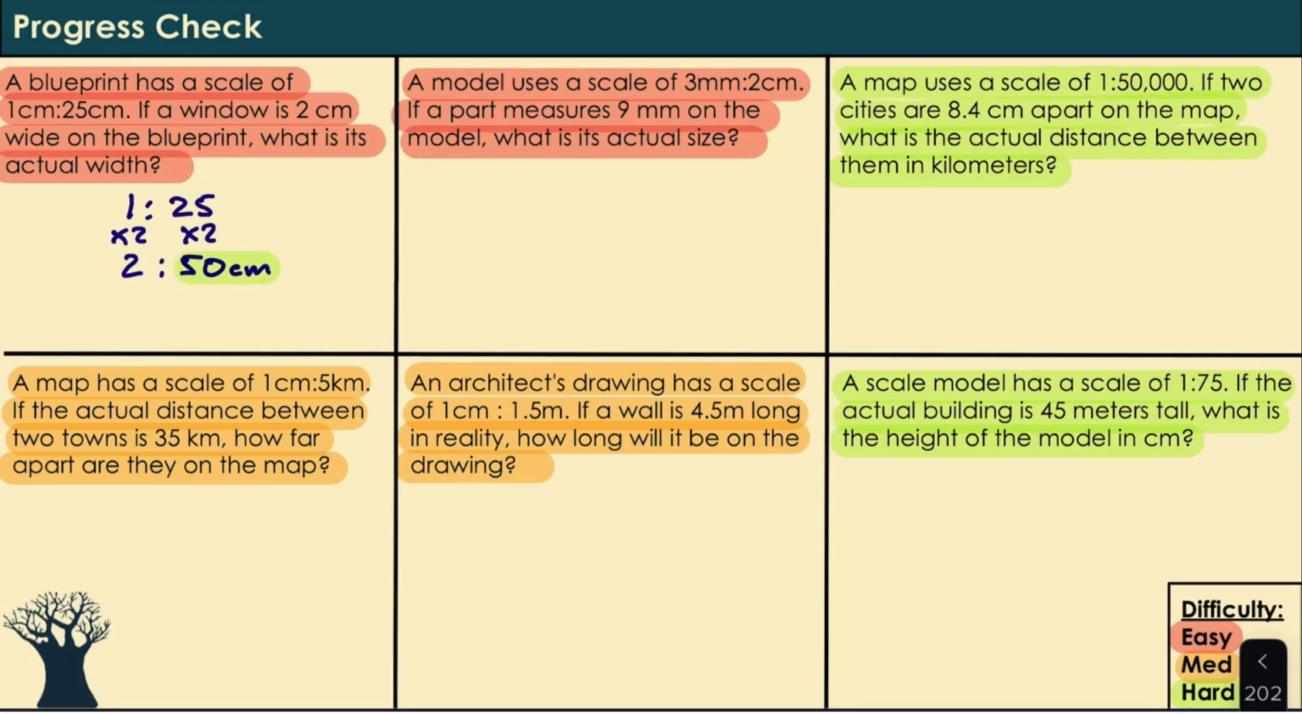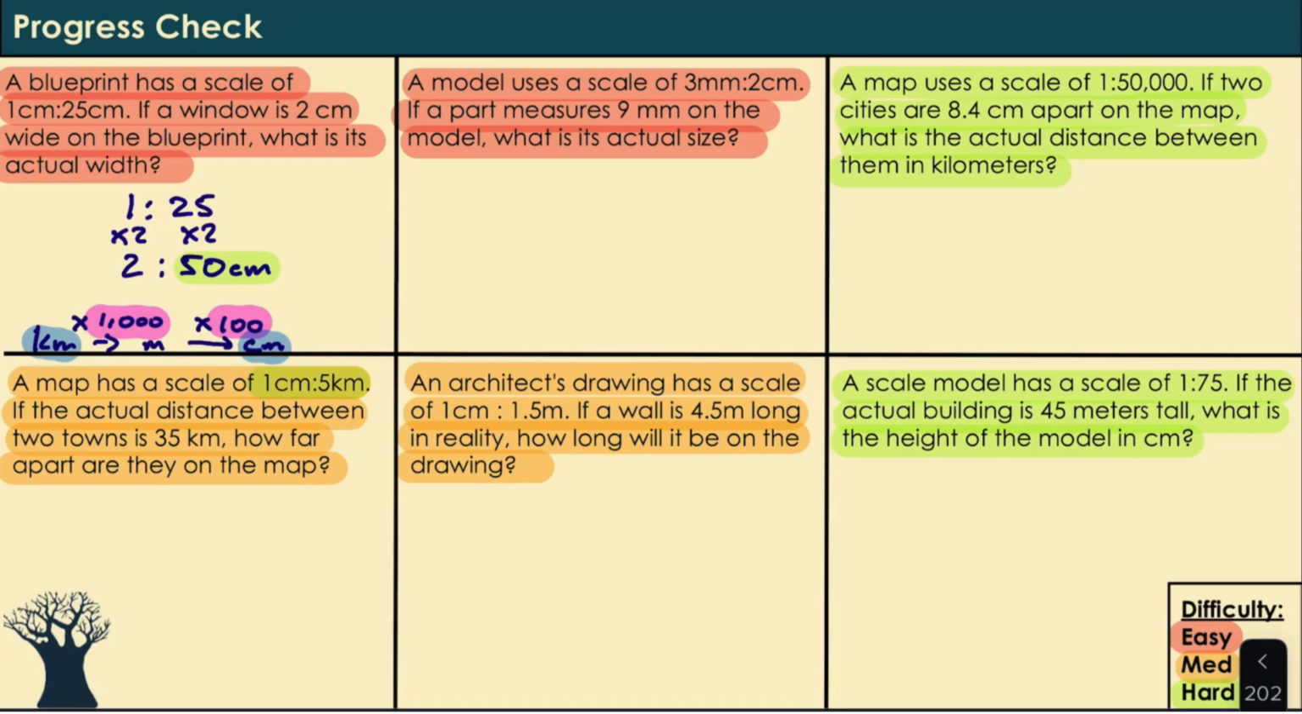Next up, our scale is 1 centimeter to 5 kilometers. We need to convert that kilometers into centimeters. To go from kilometers to meters, we multiply by 1,000. And to go from meters to centimeters, we multiply by 100. So essentially what we should see is that to go from kilometers to centimeters, we are multiplying by 100,000 because there are 5 zeros.